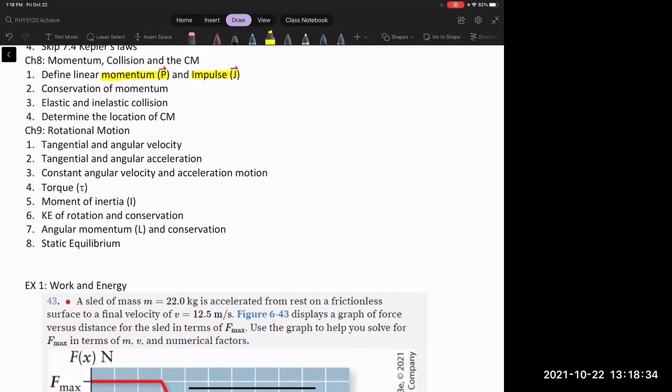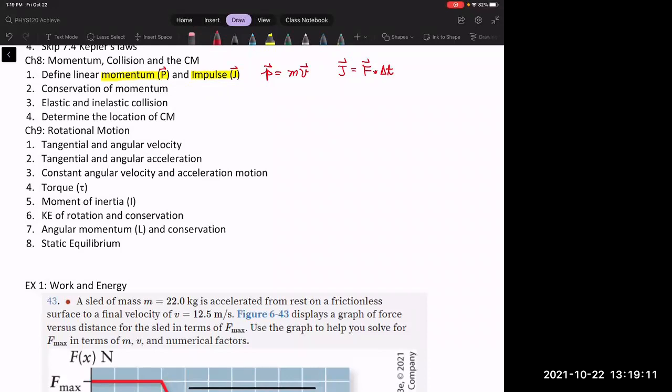The way we define momentum is very simple. The momentum is simply equal to m times v, where v is the velocity, which is a vector. The impulse is equal to force times Δt, where Δt is the change of time, which is the time of the contact. So F is a vector, and that's why the impulse is also a vector.